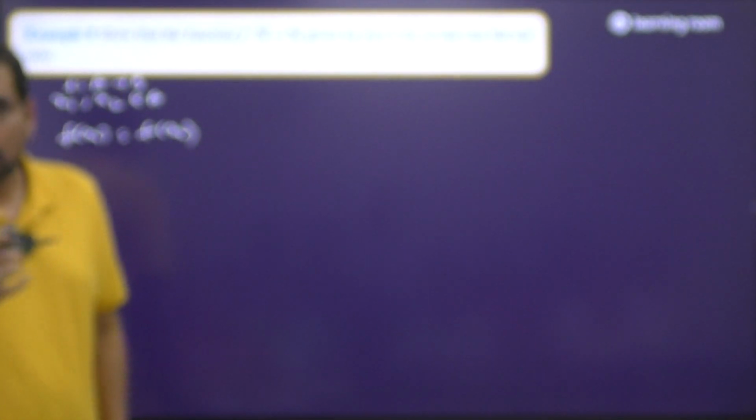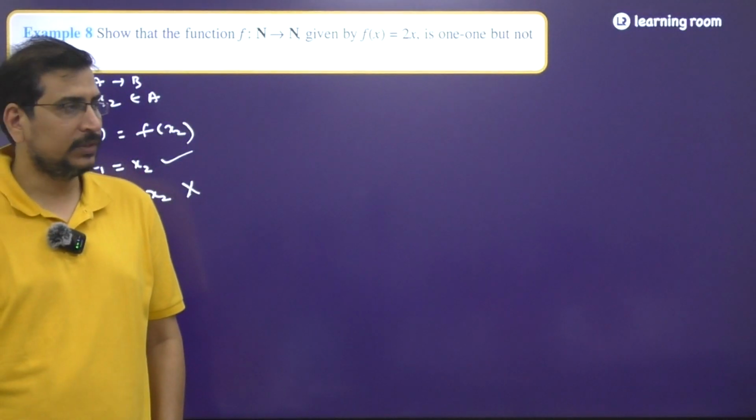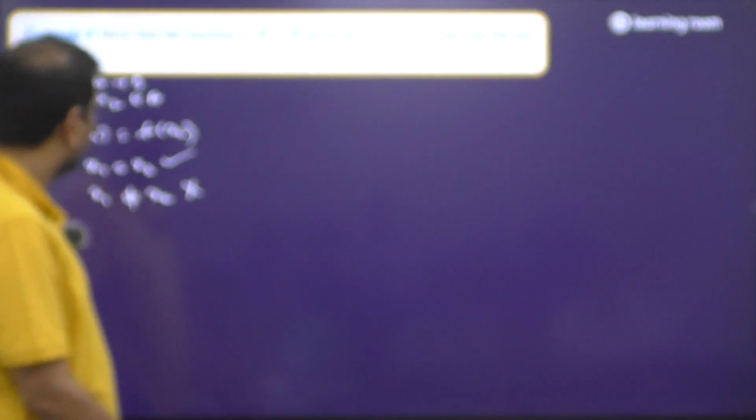To check 1-1, we consider two elements x1, x2 that belong to the set A, where the function is mapped from A to B. Then we consider f of x1 is equal to f of x2, right? Then we solve for the relation between x1 and x2. If x1 is equal to x2, it's a 1-1 function. If x1 is not equal to x2, then it is a many to one function. Many inputs are associated with the same output, right?